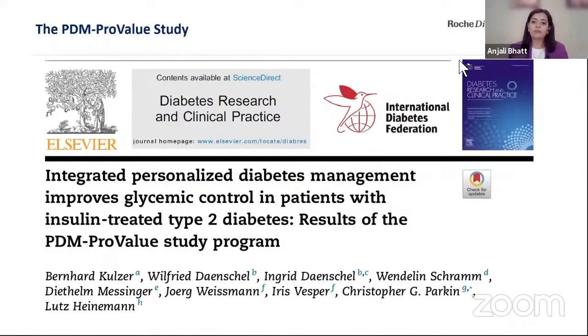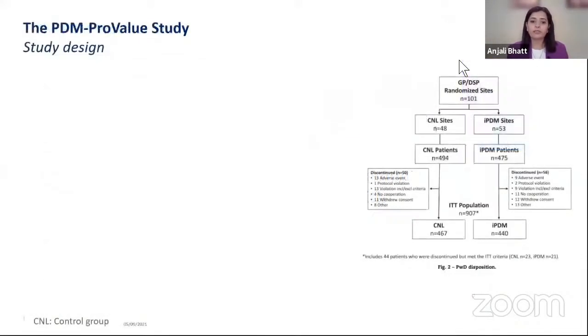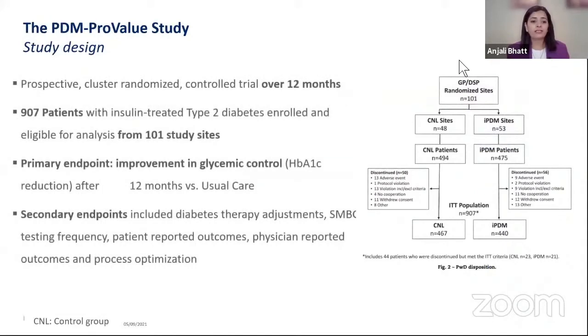Now this IPDM structured solution was tried in a trial called the Pro-Value study. And let's see what the results are. It included 907 patients from 101 study sites, and the primary endpoint was improvement in glycemic control. We don't always need a medication to drop the blood glucose. Such solutions, awareness, and education can also result in improvement in the glycemic control.